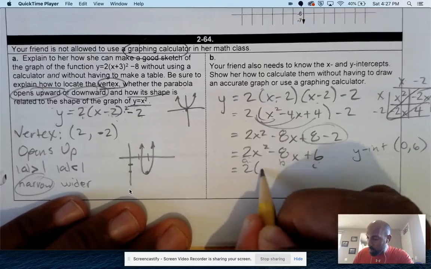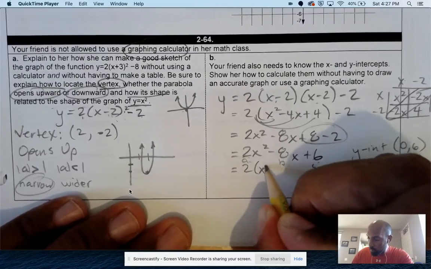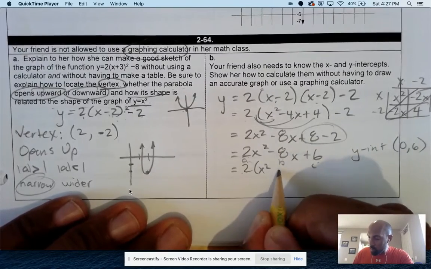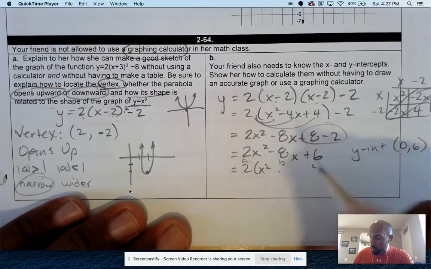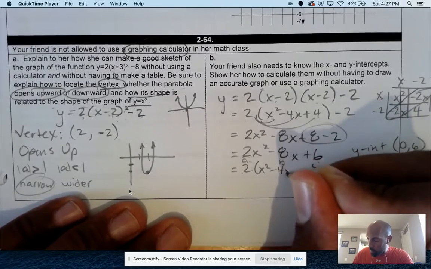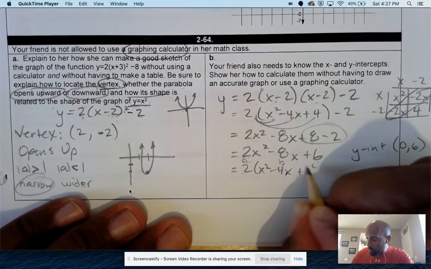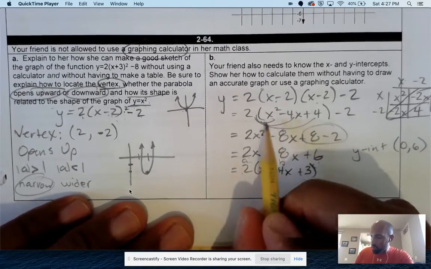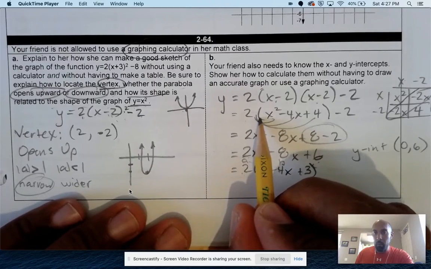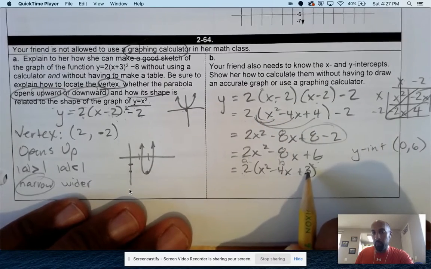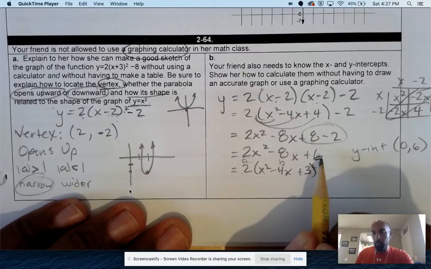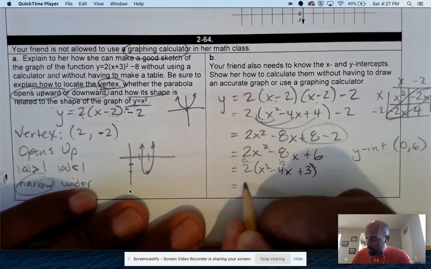So in other words, 2 times what gives me 2x squared? Well, just x squared. 2 times what term will give me negative 8x? Well, negative 4x. And then 2 times what will give me 6? Well, it'd be 3. So it's basically almost like distributing, but going backwards. So I'm trying to figure out what number I would put here times 2 to get that. Okay. So now let's factor.